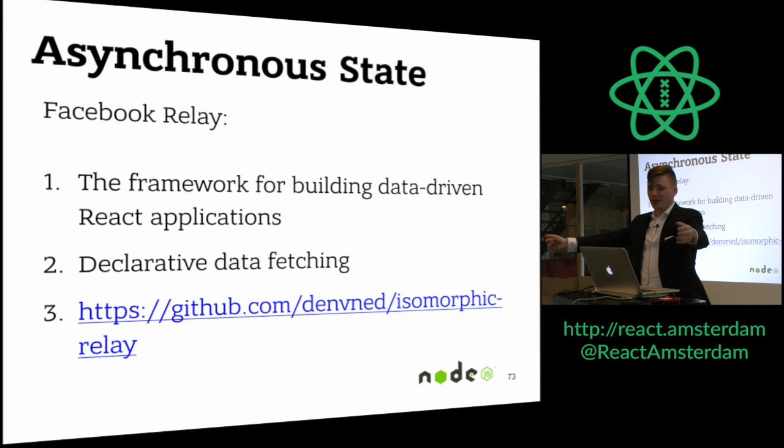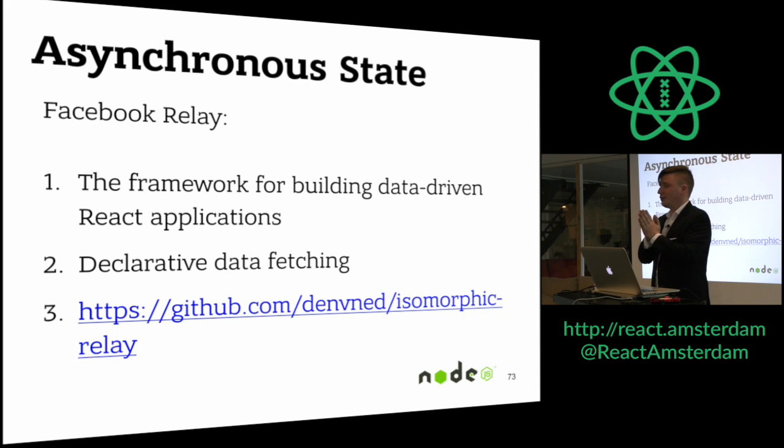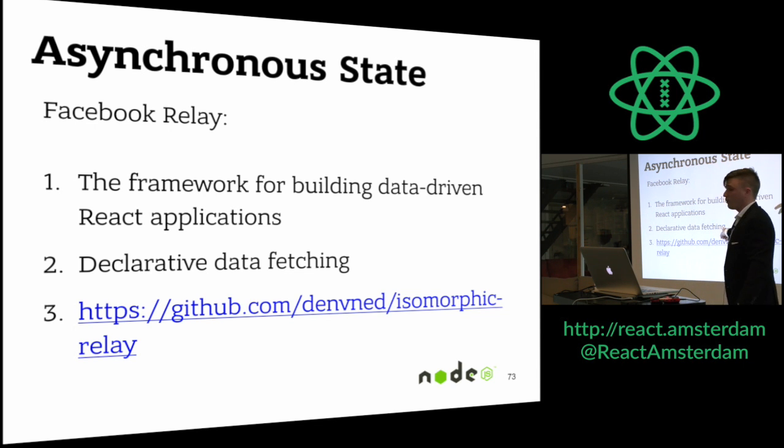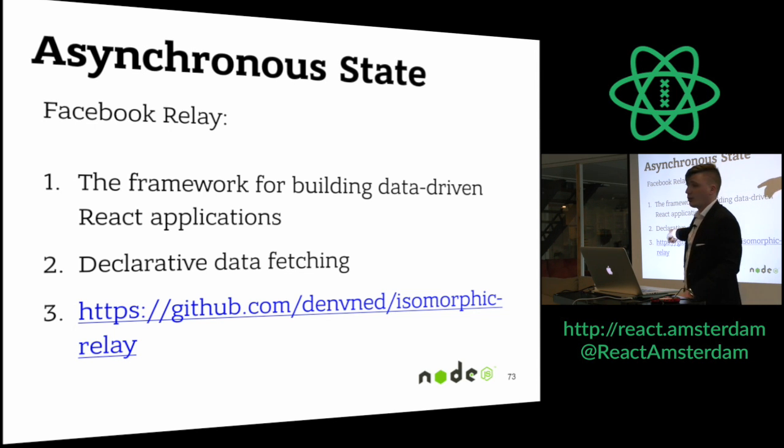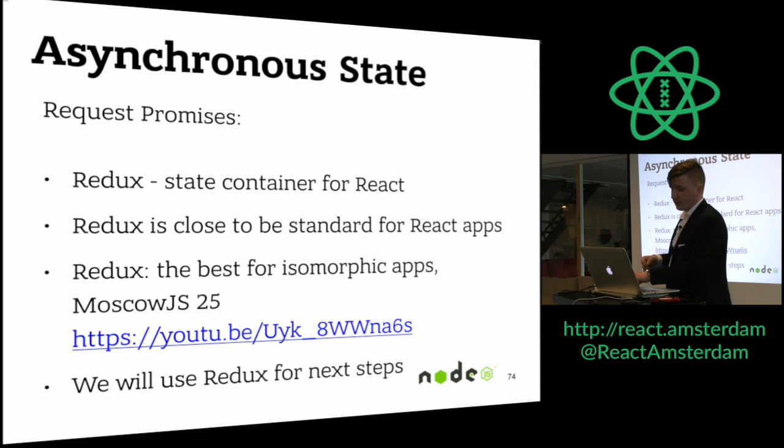So you know, Relay is a framework for building data-driven React applications, and it also provides declarative data fetching. And this year, Relay can also work isomorphically on the server side. In this repo, you can download sources which provide execution of your Relay components, Relay containers, on the server side. So the next thing is request promises.